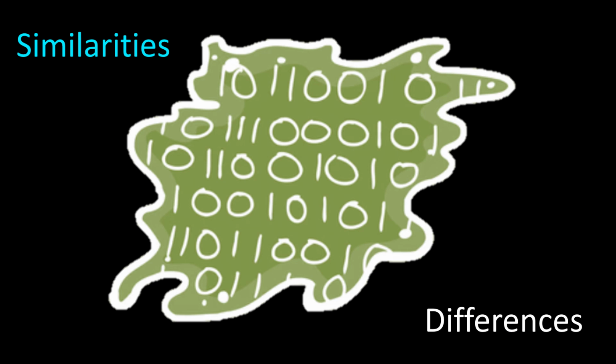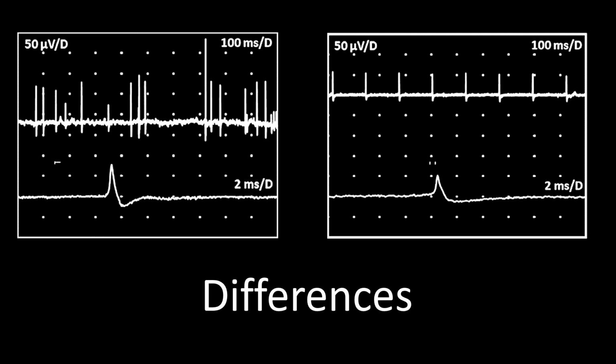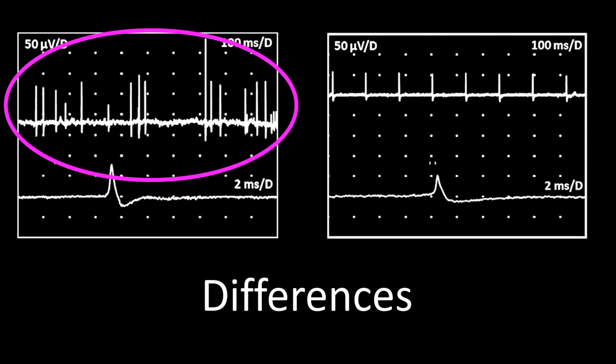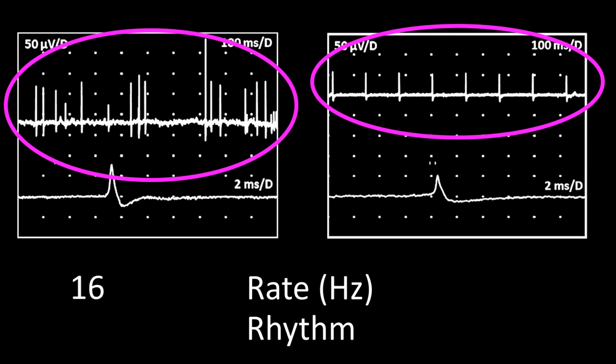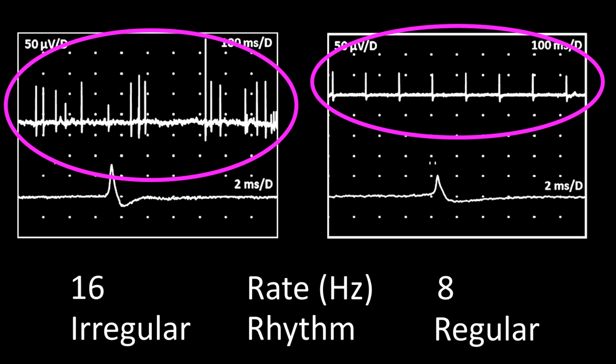So now that we have looked at the similarities, let's look at the differences. The differences are obvious. Compare the upper tracing in the first panel and the upper tracing in the second panel. The differences relate to rate and rhythm. The rate in the first panel is 16 Hz, in the second panel 8 Hz. The activity in the first panel has an irregular rhythm and a regular rhythm in the second panel.